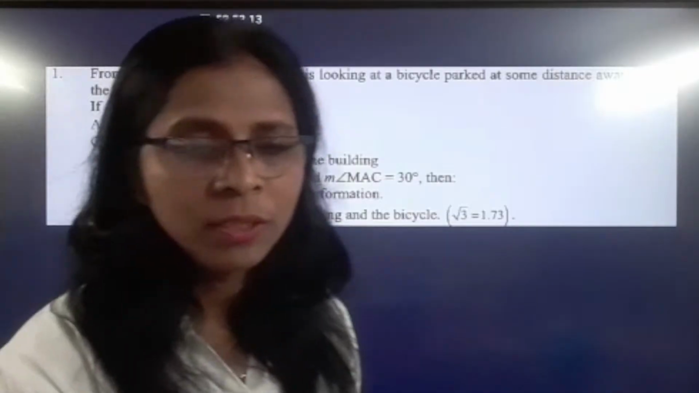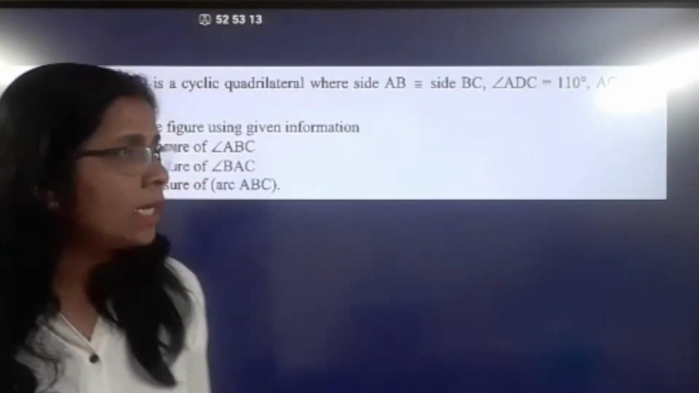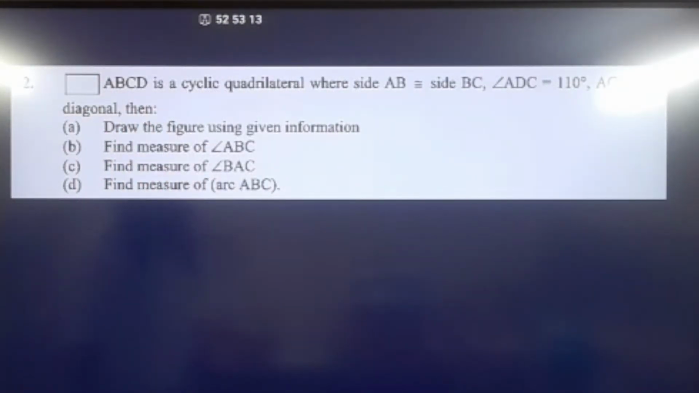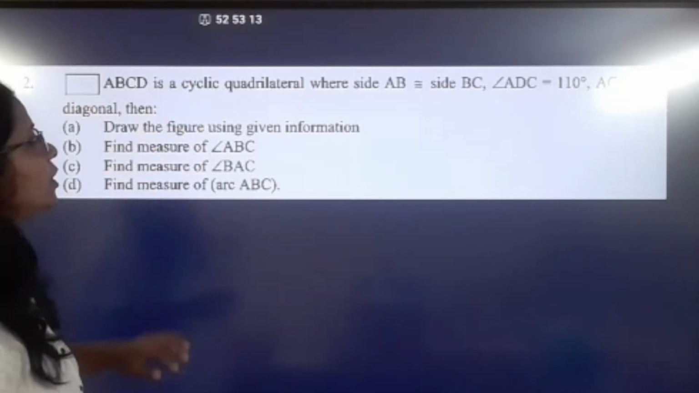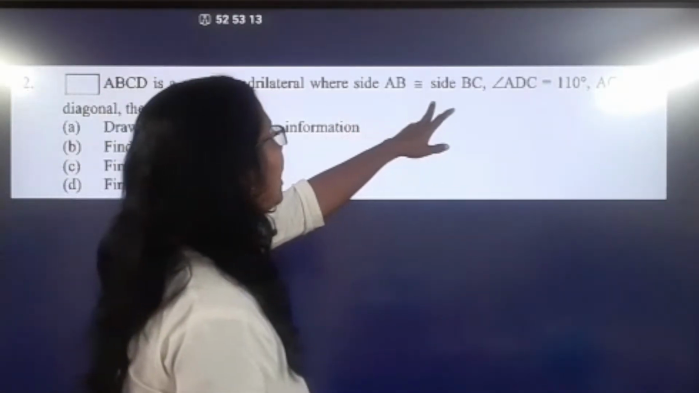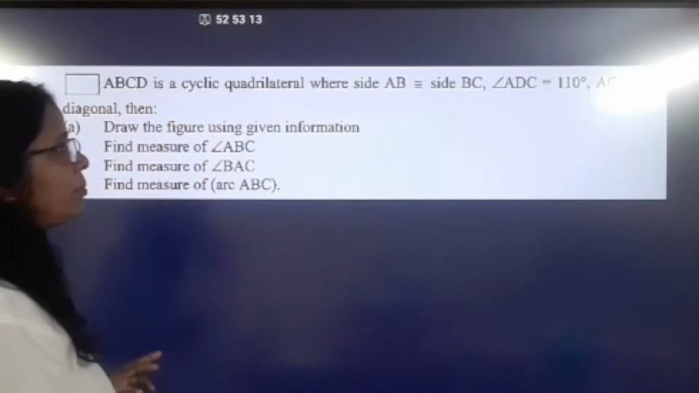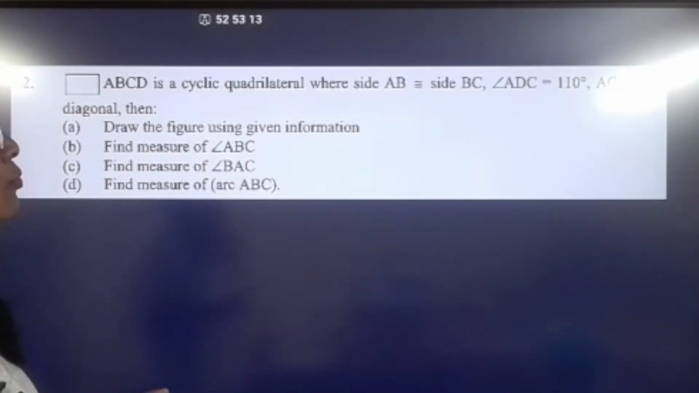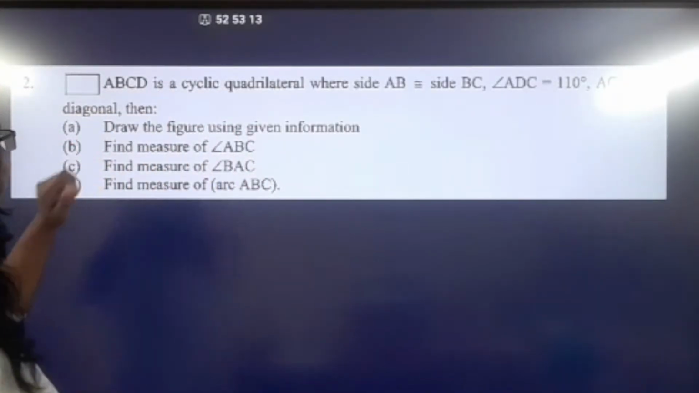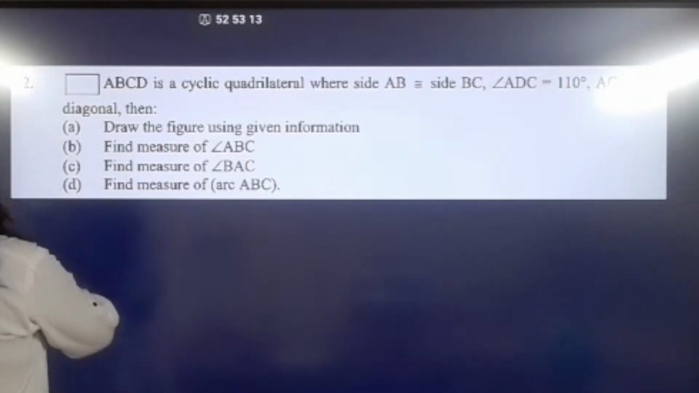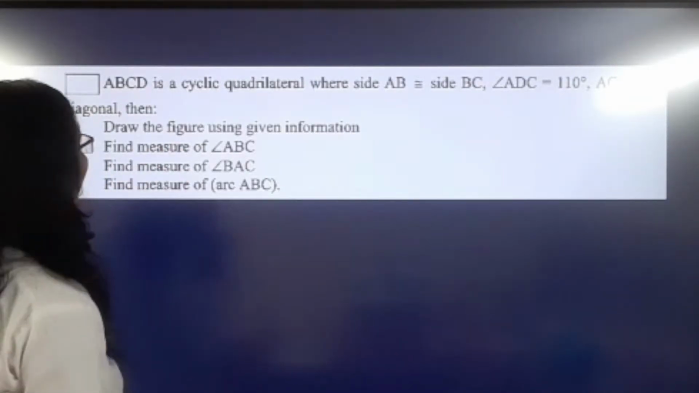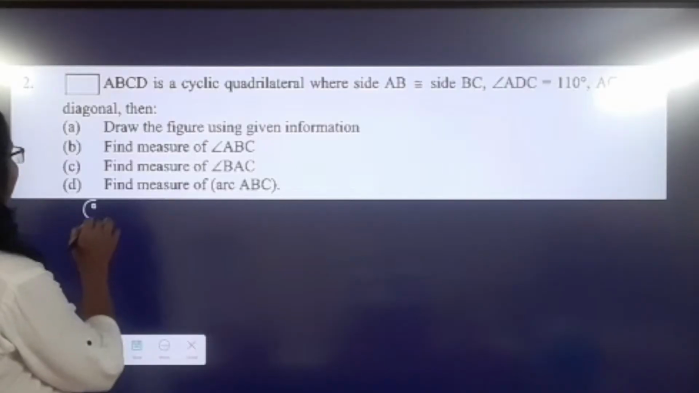Then here, students, the next example. That next example is: quadrilateral ABCD is a cyclic quadrilateral where side AB is congruent to side BC, angle ADC is equal to 110, AC is the diagonal. Then first draw the figure by using the given information. Yes, students. So here first I draw the figure.